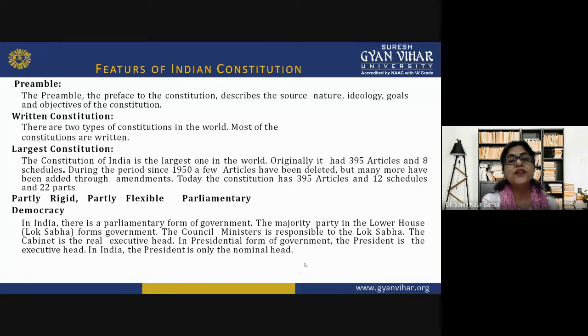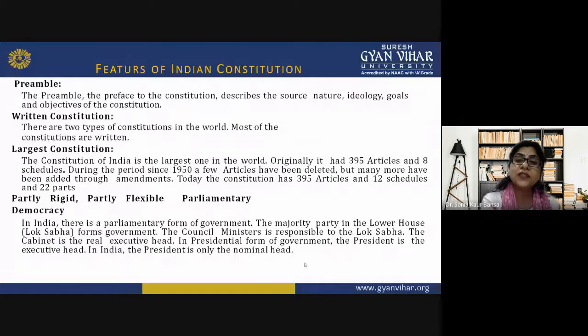Now let's understand the features of the Indian Constitution. First of all, the preamble. The preamble is the preface to the Constitution, and it describes the source, nature, ideology, goals, and objectives of the Constitution. The second very important feature is that it is a written constitution. There are two types of constitution in the world, and most constitutions are written, and this is the largest constitution. The Constitution of India is the largest one in the world.